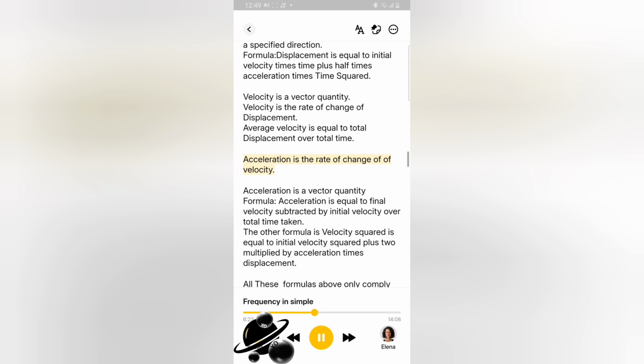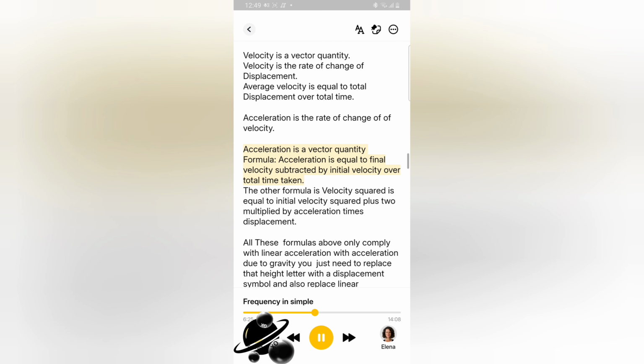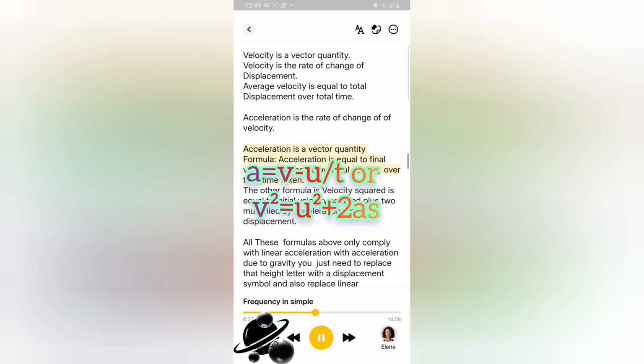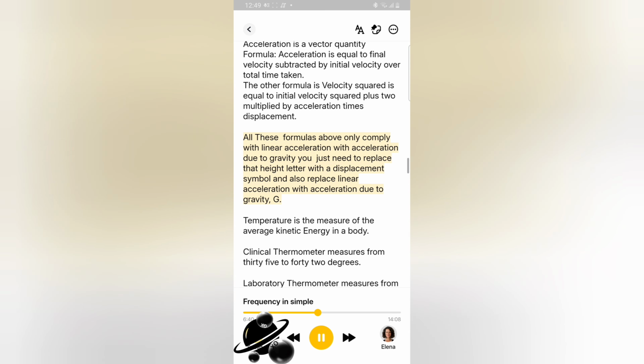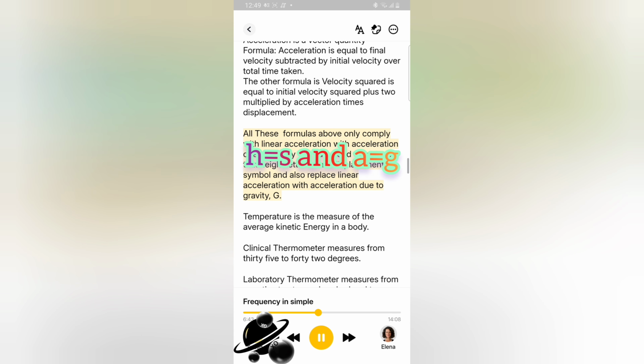Acceleration is the rate of change of velocity. Acceleration is a vector quantity. Formula: acceleration is equal to final velocity subtracted by initial velocity over total time taken. The other formula is velocity squared is equal to initial velocity squared plus 2 multiplied by acceleration times displacement. All these formulas above only comply with linear acceleration. With acceleration due to gravity, you just need to replace the displacement symbol with the height letter, and also replace linear acceleration with acceleration due to gravity, g.